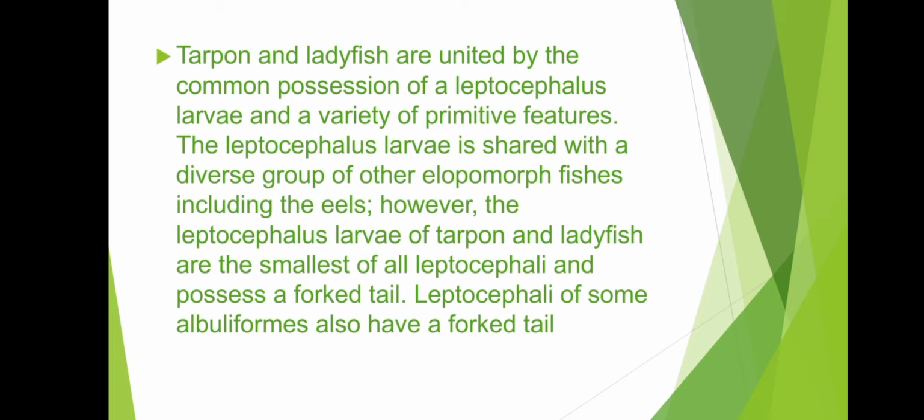Tarpon and ladyfish are united by the common possession of leptocephalus larvae and a variety of primitive features. The leptocephalus larva is shared with a diverse group of other elopomorph fishes, including the eels. However, the leptocephalus larvae of tarpon and ladyfish are the smallest of all leptocephali and possess a forked tail. Leptocephali of some Elopiformes also have a forked tail.